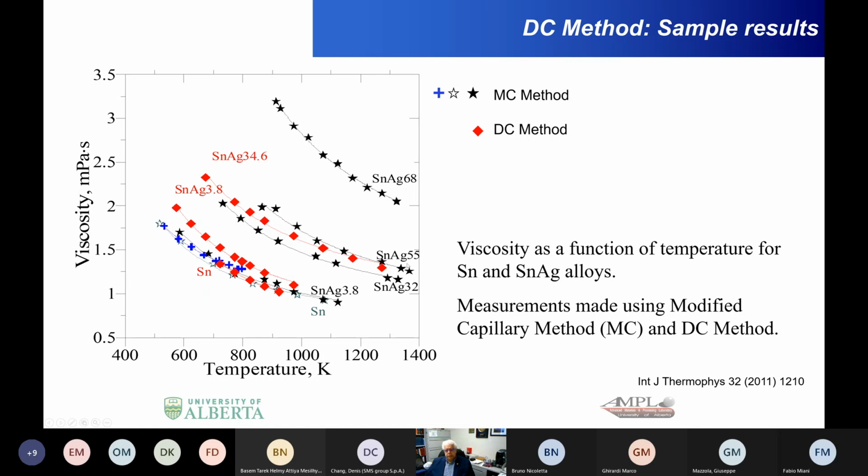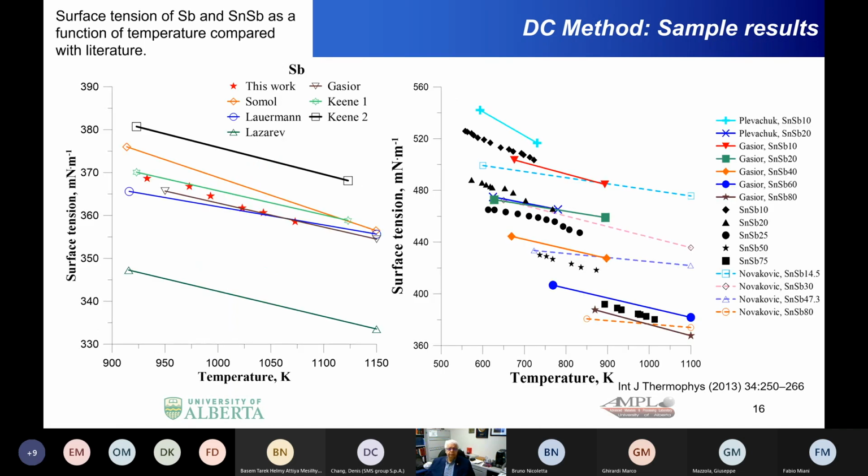And so the 34.6 curve sort of saddles between 55 silver and 32 silver measured by the modified capillary method. So we're getting good agreement with classical methods. And of course, these classical methods have to measure, again, each of these properties separately, while this data, viscosity, came along with the surface tension and the density.